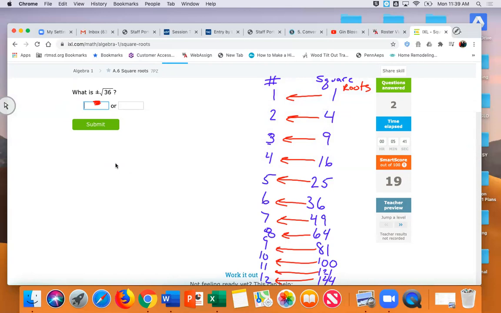Who can tell me what the square root of 36 is? It's 6. Now this one's a little weird because there's a box and a box, so they want two answers. But let's look at that sign out in front. What does this sign look like? It looks like two signs put together. What two signs? Addition and subtraction. So my two answers would be a positive 6 and a negative 6.